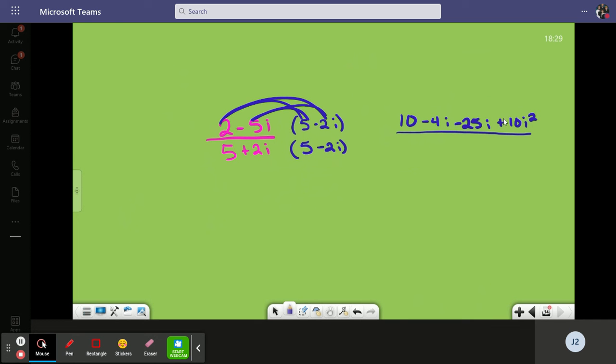So that i squared changes this 10 times i squared to 10 times negative 1. So that's a negative 10, yes? So that's going to make this and this cancel each other out. And all I'm going to have left is a negative and 25.